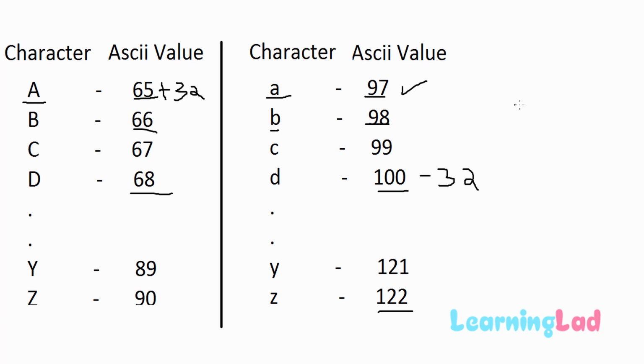If you want to convert the character from lowercase to uppercase, then you need to subtract 32 from the ASCII value of the lowercase character. So we're going to use this logic in our program, and we're going to construct a program which will toggle the cases of the string entered by the user.